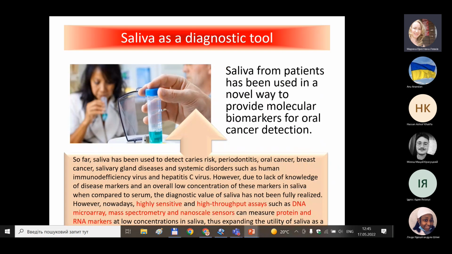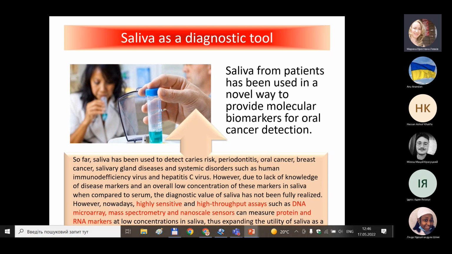Saliva as a diagnostic tool. Saliva from patients has been used in a novel way to provide molecular biomarkers for oral cancer detection. So far, saliva has been used to detect caries risk, periodontitis, oral cancer, breast cancer, salivary gland diseases, and systemic disorders such as human immunodeficiency virus and hepatitis C virus. However, due to lack of knowledge of disease markers and an overall low concentration of these markers in saliva when compared to serum, the diagnostic value of saliva has not been fully realized.